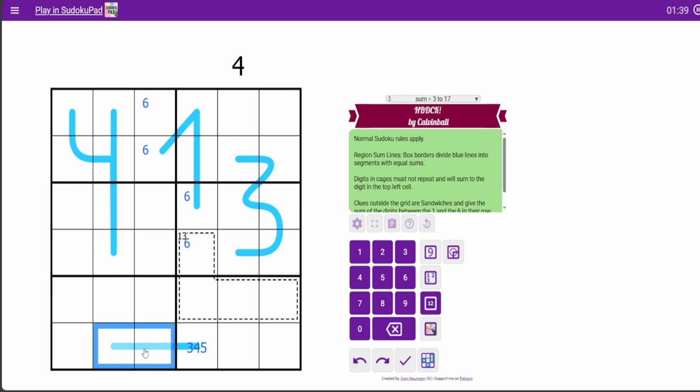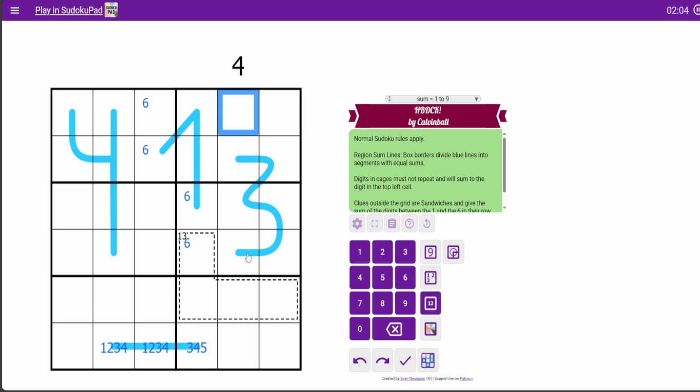So for 3 it's going to be 1, 2. For 4 it's going to be 1, 3. For 5 it could be 2, 3 or 1, 4. So 1 is quite likely to be here, but it's not guaranteed. What can we determine?